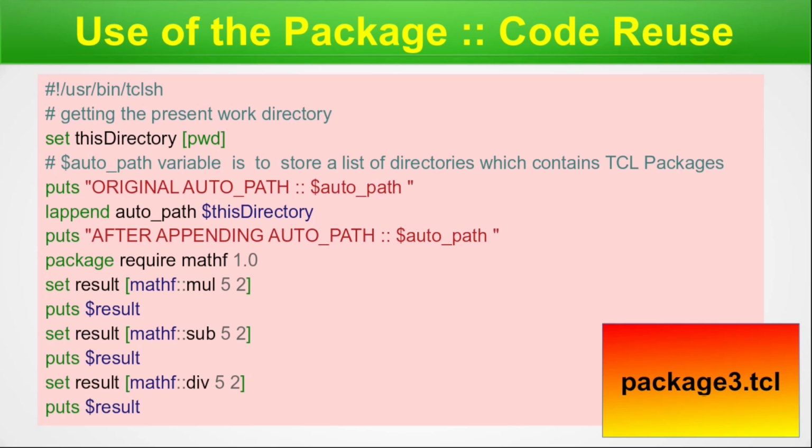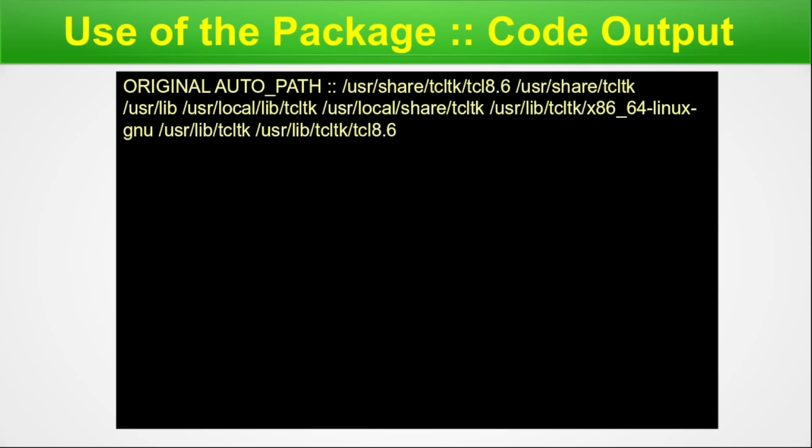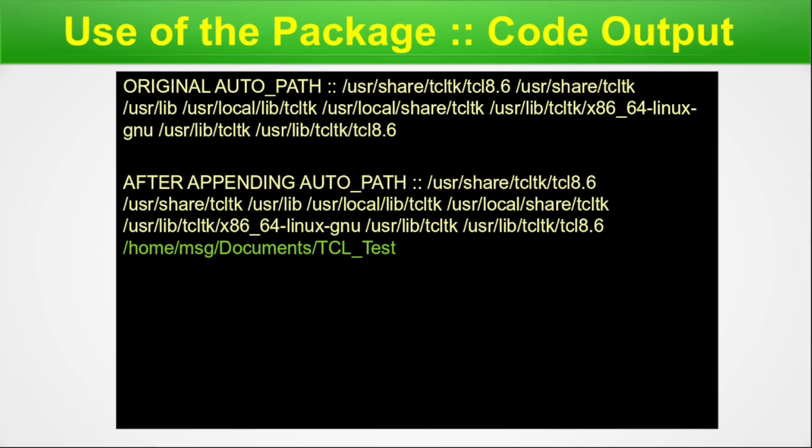Just take a mental snapshot so that you can compare the result. There will be 5 lines: first the original auto_path, second the modified one, third the multiplication, then the subtraction, then the division. We are in the next slide where we will see the output of the code written in the last slide. Here comes our output. The original auto_path is this, and here is the modified auto_path.